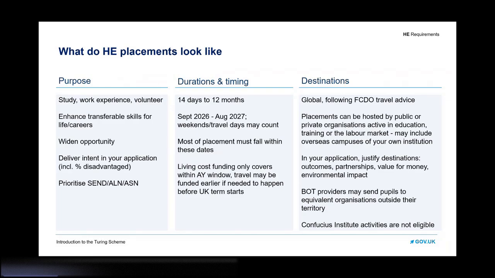You need to plan your timing carefully. Living cost funding only covers the part of a placement that falls within the academic year window, although travel may be funded if departure needs to happen before the UK term starts. You should choose destinations that follow foreign travel advice on gov.uk, and host organisations should be active in education, training, or the labour market. This can include overseas campuses of your own institution.